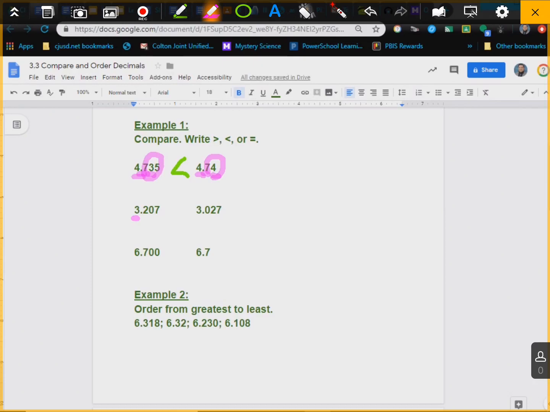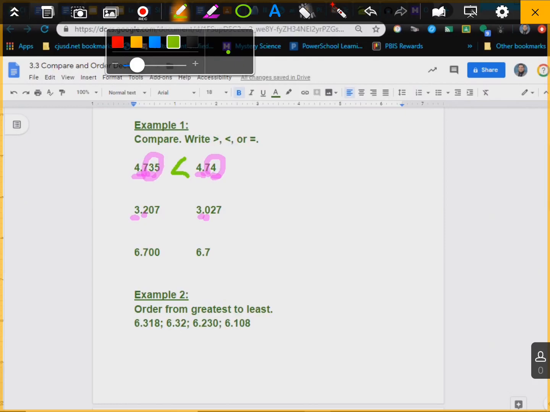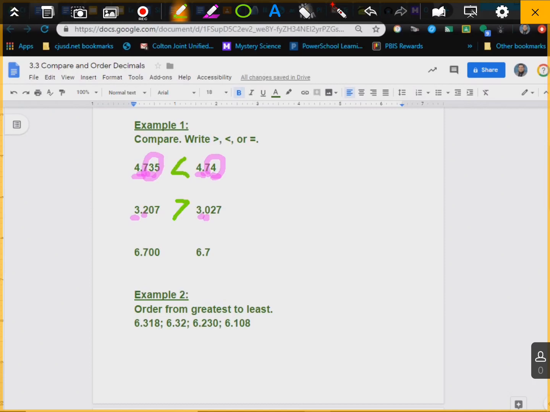All right, let's do the same for the next one. The 3 is the same here. This is a 2, but this is a 0. The tenths are different. The 2 is greater than the 0. Therefore, 3.207 is greater than 3.027. And that's the greater than sign, not a 7. It's greater because of the 2. This is a 2 and this is a 0. Okay?